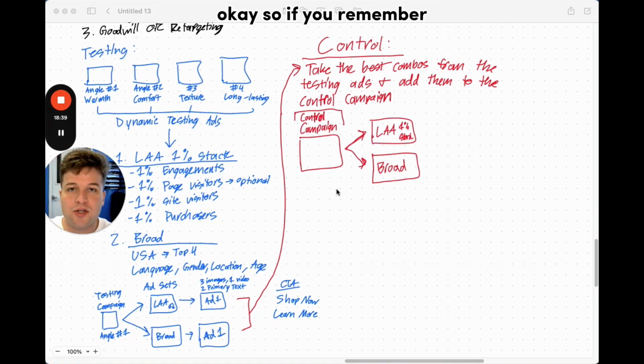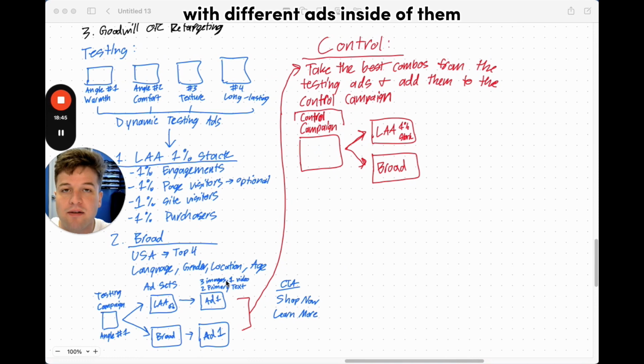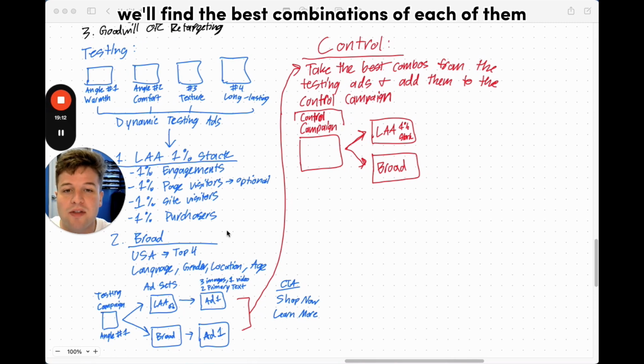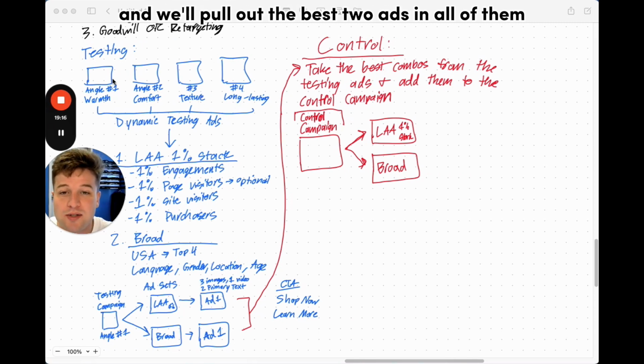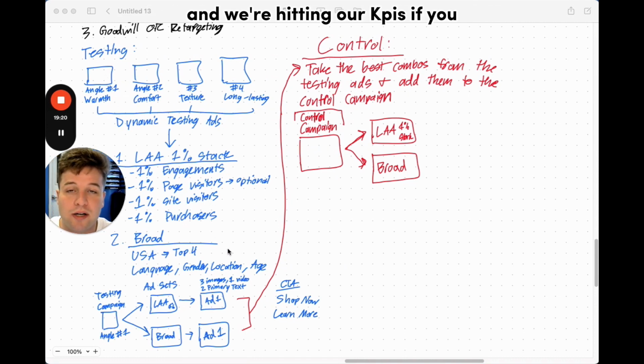Okay, so if you remember, we had 4 different campaigns right here, all running different angles with different ads inside of them. 24 pieces that we tested in total. And so then we'll find the best combinations of each of them in each campaign, and we'll pull out the best 2 ads in all of them. So the best 2 combinations that worked and were hitting our KPIs.